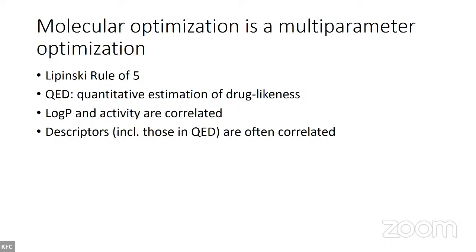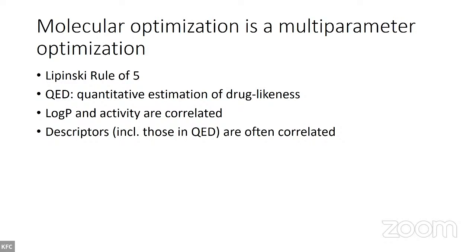Now, I just gave a list of a huge amount of parameters that are important in molecular optimization. And what that strongly implies is that molecular optimization is really a multi-parameter optimization. So there are several things which you are trying to optimize at the same time. There are some classic examples here. Already I mentioned the Lipinski rule of 5. It's four rules of thumb. I think there is a certain log P criterion, a molecular weight criterion, a hydrogen bond donor criterion, and a hydrogen bond acceptor criterion, something like this.